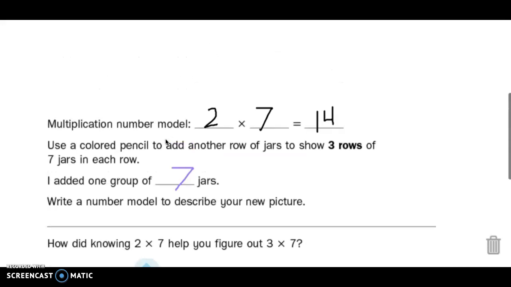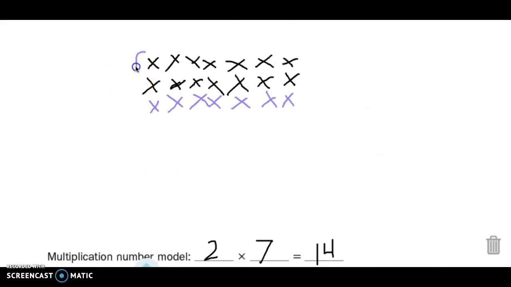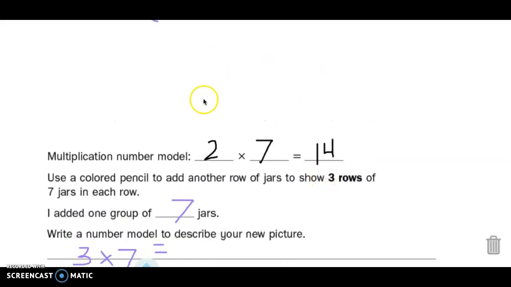There's a few different ways I could do it. I'm going to write all options. I'm going to say now I have 3 rows of 7. So I'm going to do 3 times 7. And what does that equal? Well, remember like last time. 3 times 7.